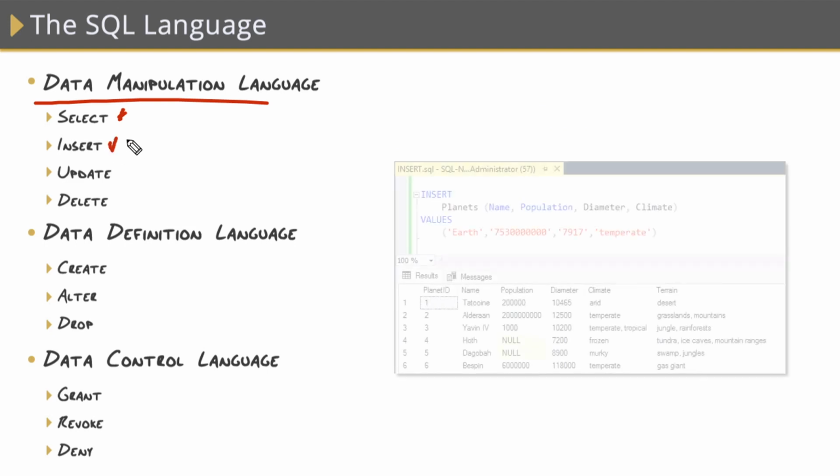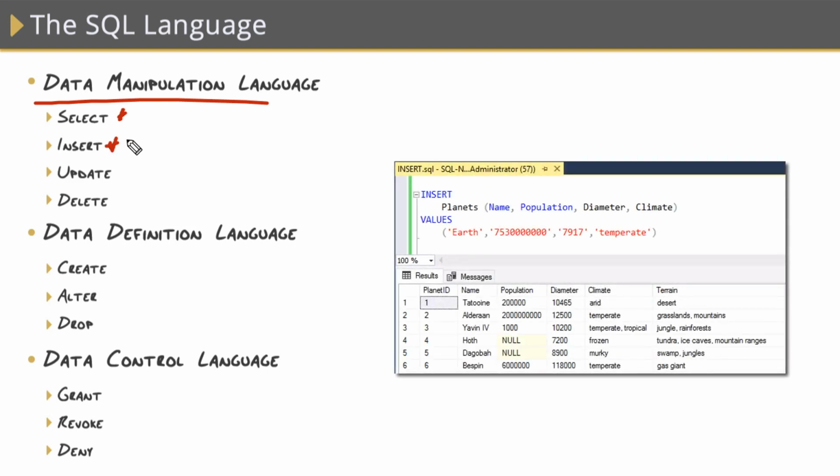Next up, we have the insert statement, which is used to add data into a table. The syntax goes something like this: insert table name, then we specify our column list. These are the columns that we wish to add data into. Then we use the values keyword and put in the values that we're inserting, and they must be in the same sequence as our column list in the insert statement.